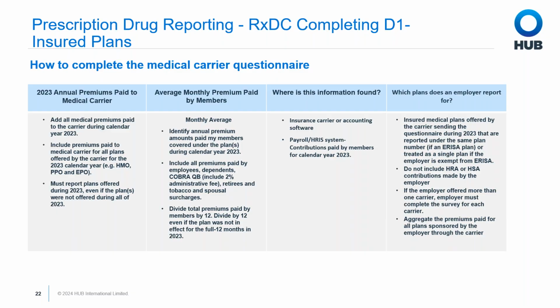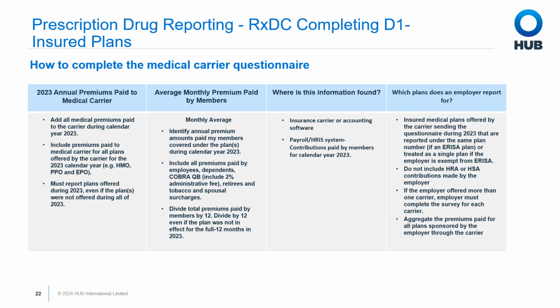And if you offer 3 plans like an HMO, a PPO, and an EPO, and you're fully insured, you will be reporting for all 3 plans because they're offered by the same carrier and they're treated as a single plan. So if you're in an ERISA-subject plan, which plans are part of Plan 501, as an example? That is what you would be reporting for that specific carrier. You must report the plans that were offered during 2023, even if the plans were not offered during the entire 2023 calendar year.